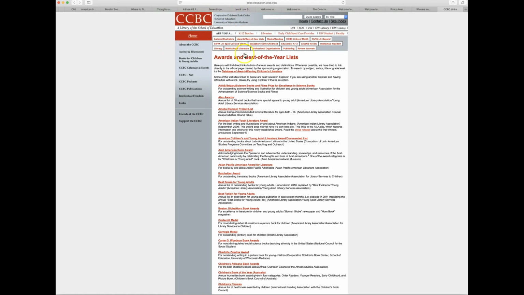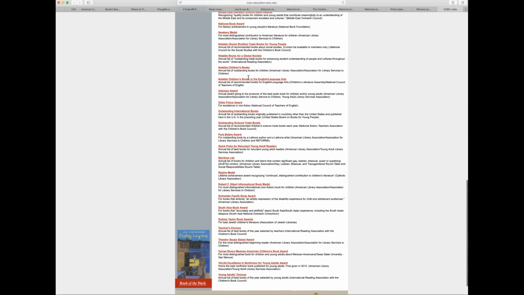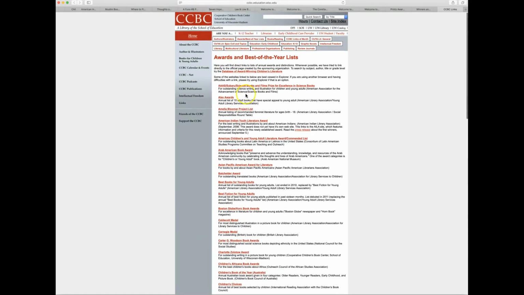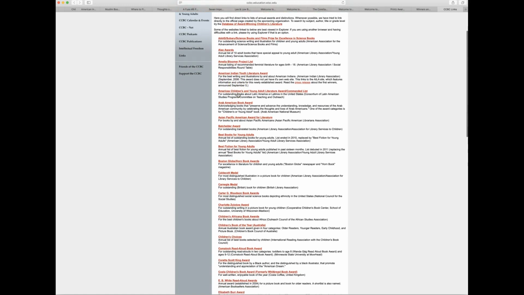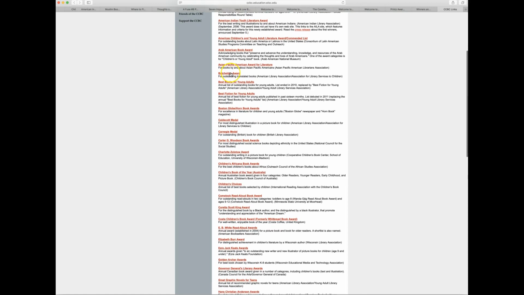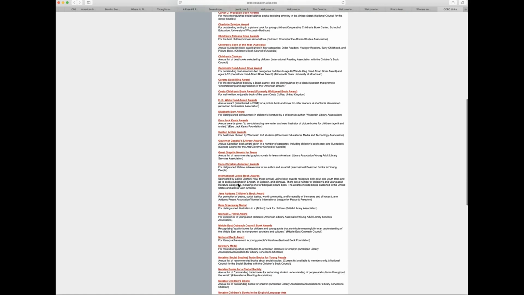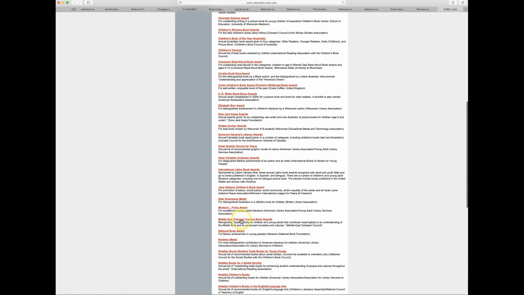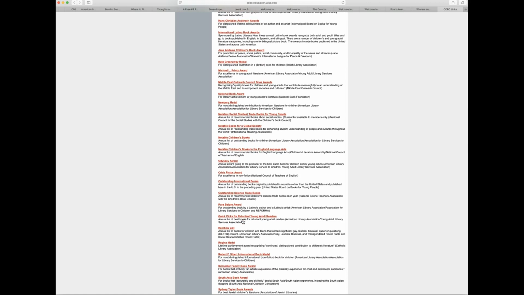The Cooperative Children's Book Center has a ton of lists. This is a great site for all different kinds of awards. Alex Awards are adult books that appeal to young adults. American Indian Youth Literature Award, Arab American Book Award, Batchelder is translated books, all different kinds of wonderful books here. Middle East Outreach Council Book Awards. So these are updated with all different kinds.